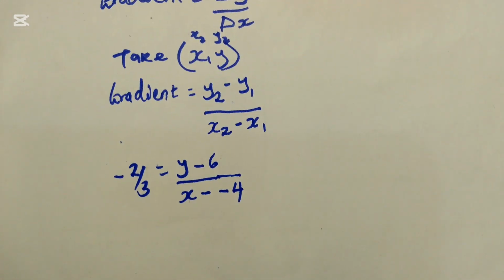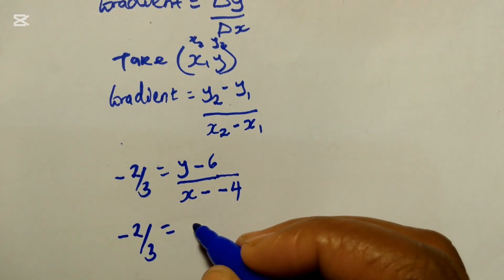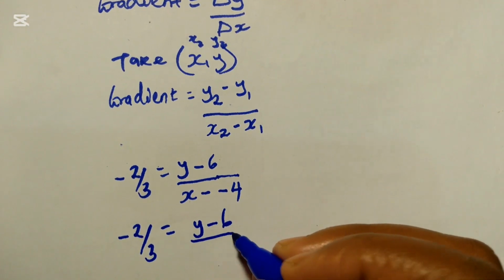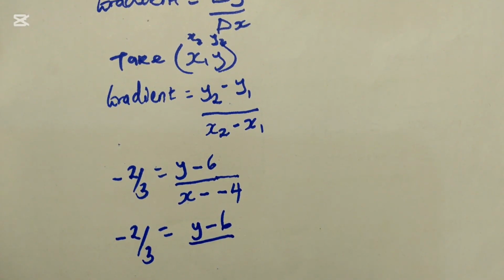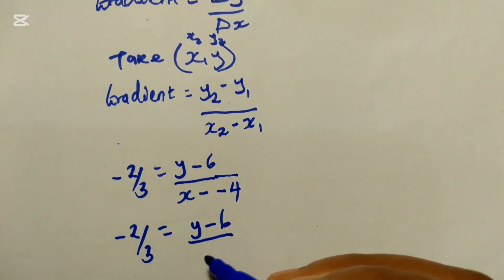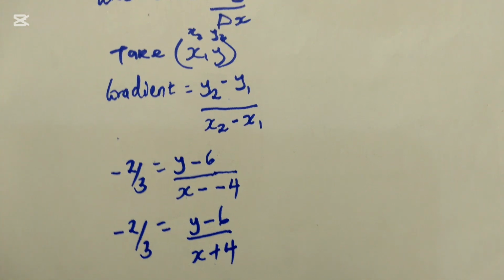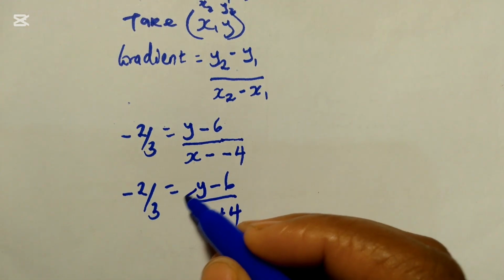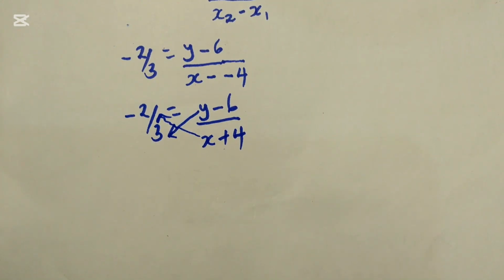So, let us simplify this. Negative 2 over 3 is equal to y minus 6 over, a negative following a negative turns out to be a positive. We see that a negative integer times a negative integer gives a positive integer. So this is x plus 4. Yes, and then now from there we can multiply. I always start with the part that has a y.